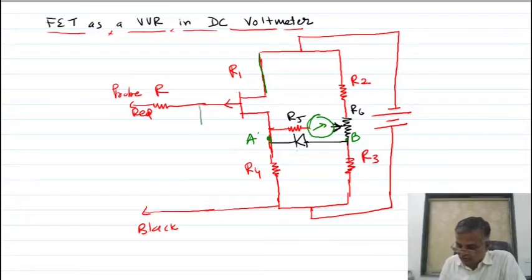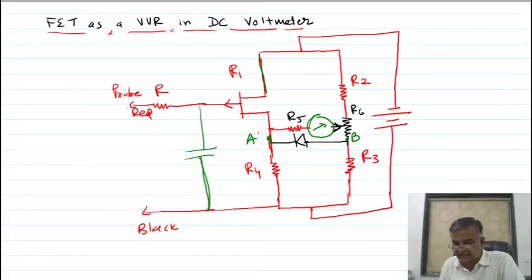Here a capacitor is also connected. If AC is coming along with DC, the AC will be bypassed here, so it does not disturb your calibration. So the FET is used in one branch. As a result, the input resistance of the DC voltmeter will be very large. Now let us discuss how the circuit works.